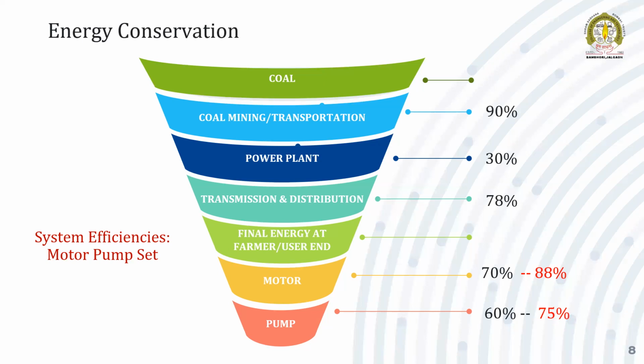Now, from this we conclude that energy conservation is important. By doing energy conservation, we can definitely save natural resources. Energy conservation is nothing but energy generation. We can avoid or delay the expansion of different types of plants.